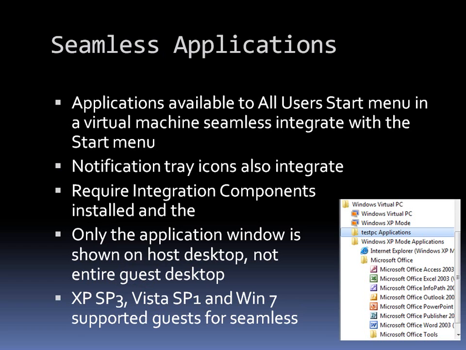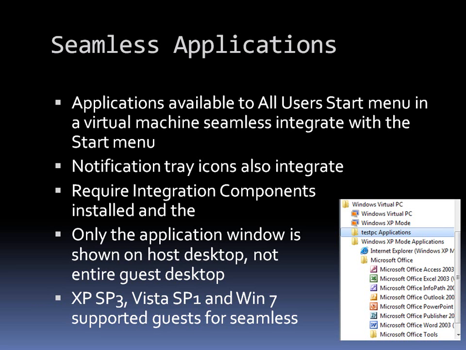So essentially what happens is, any application we install in the virtual machine, if we've enabled start menu integration, any application that's installed for all users, so that's the important part. When you install these applications, you need to make sure you select it's available for all users. And then any shortcut in the all user start menu gets integrated into the virtual PC start menu option. And you actually see the applications installed. So I installed Office 2003 in my XP, and I can actually now see it on the start menu.